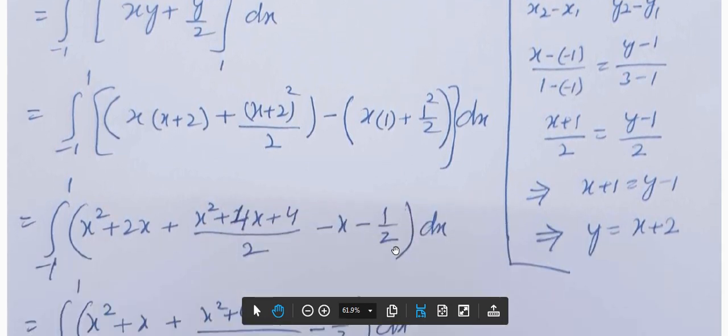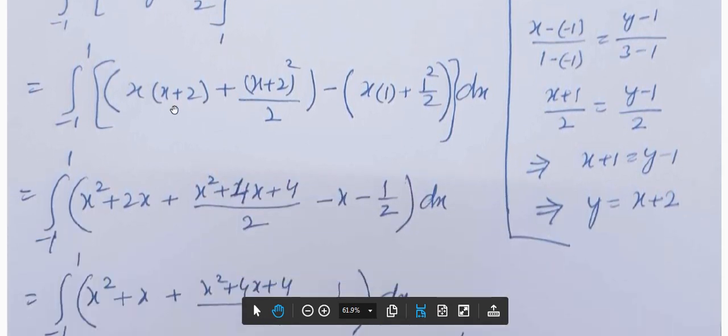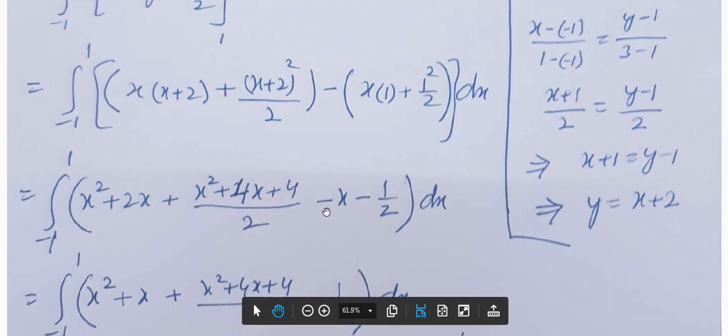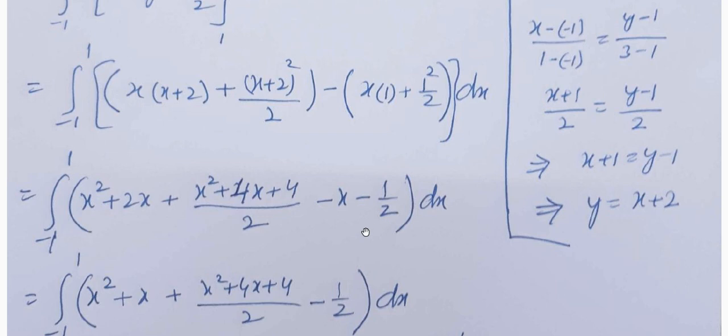If you simplify this more, x multiplied by x is x squared, plus 2x, plus (x plus 2) whole squared. You know the formula, a squared plus b squared plus 2ab. So that is why I have written here x squared plus 4x plus 4, using the formula (a plus b) whole squared, a squared plus b squared plus 2ab, divided by 2, and minus x, and this minus will go inside, so this will be minus x and 1 by 2.